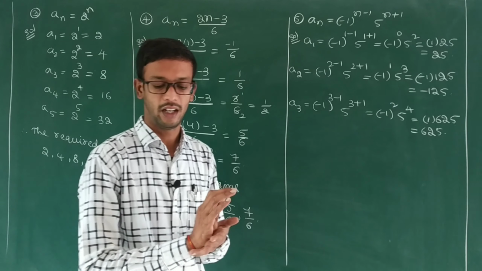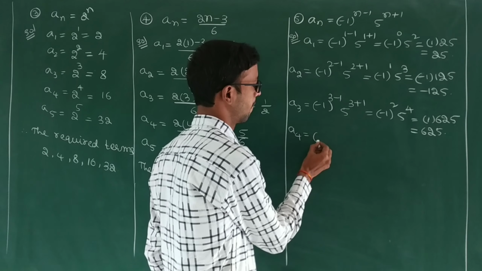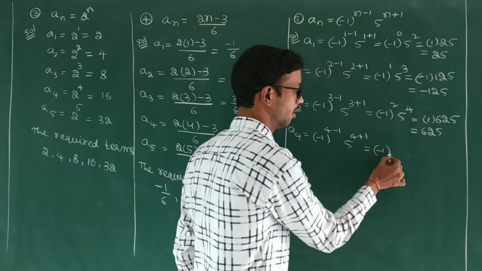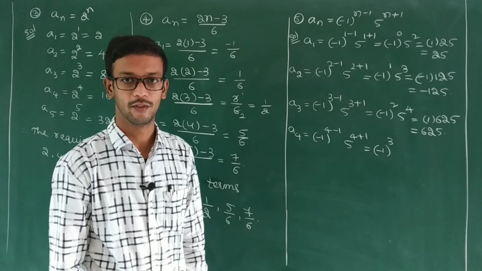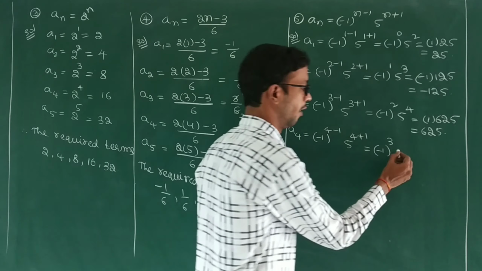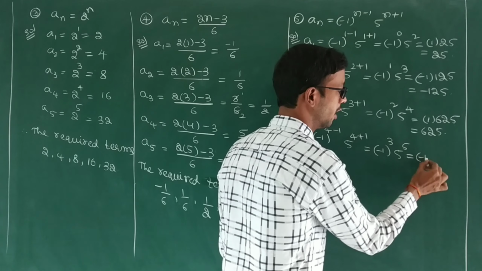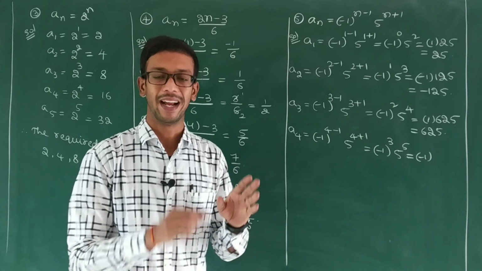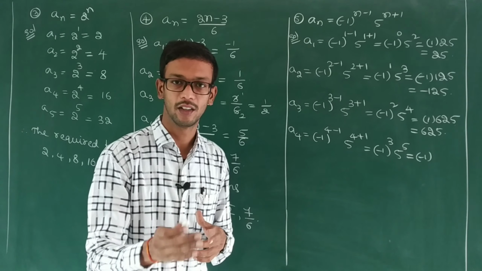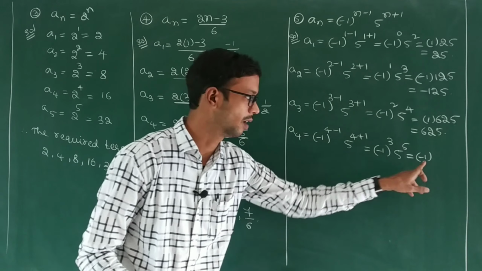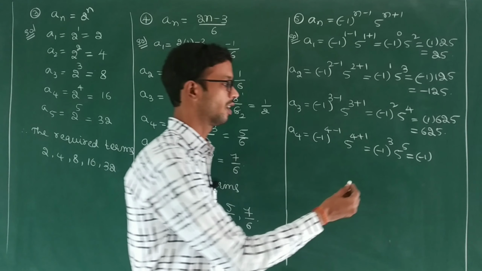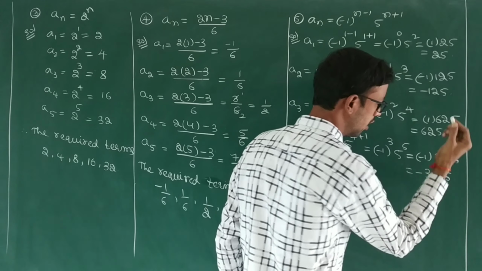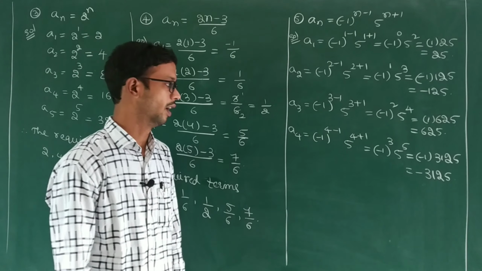Next, a4 we have to find. 4 minus 1, 5 power 4 plus 1: minus 1 power 3, since 4 minus 1 is 3, and 5 power 5. Minus 1 power an odd number stays negative. Minus 1 into minus 1 is 1, into minus 1 again is minus 1. 5 power 5 is 3125. So it is negative 3125.